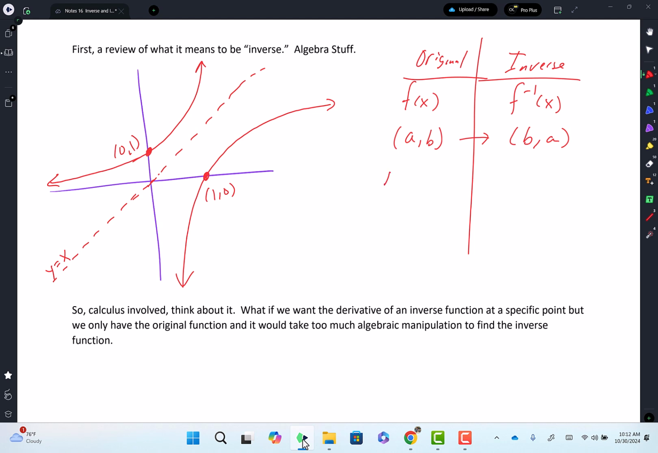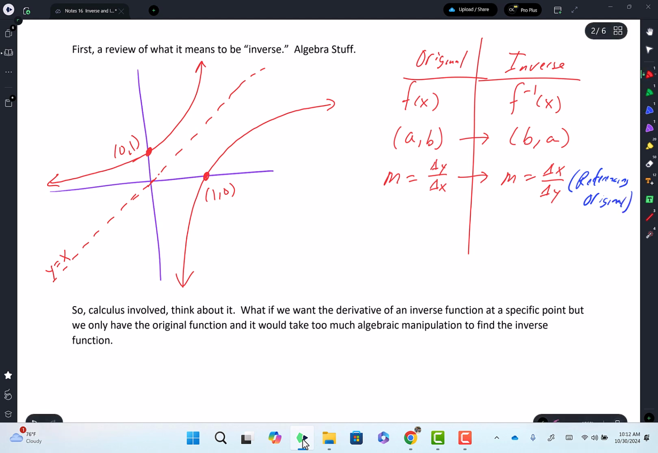If you have a slope, the slope of the original is change in y over change in x. And then referencing the original, the slope of the inverse is change in x over change in y. And let me put here referencing original. If you reference the inverse, it's always going to be change in y over change in x, right? Referencing original.